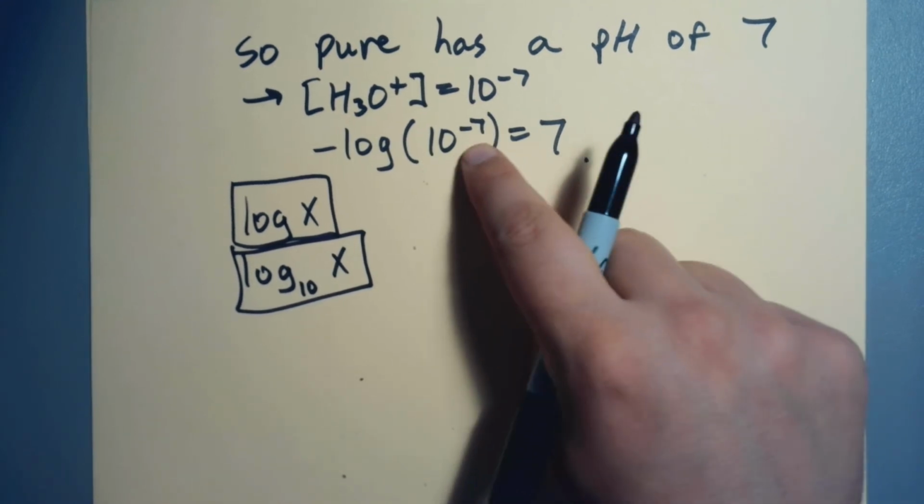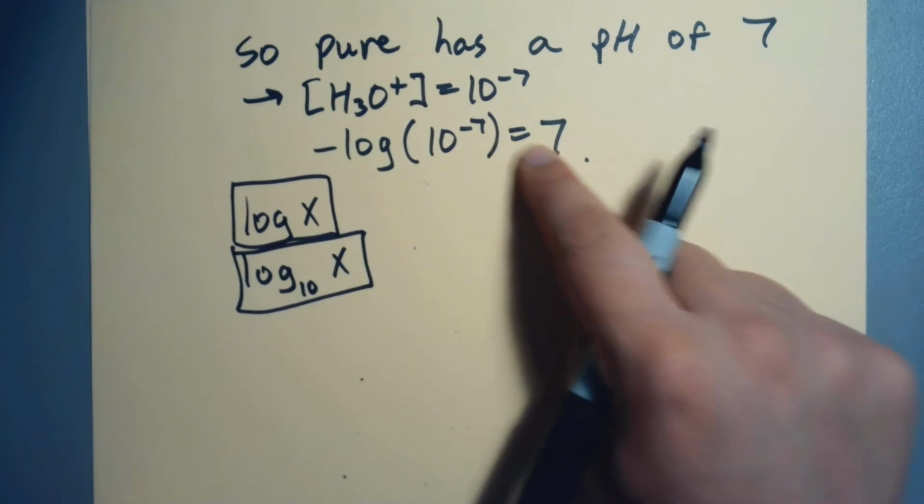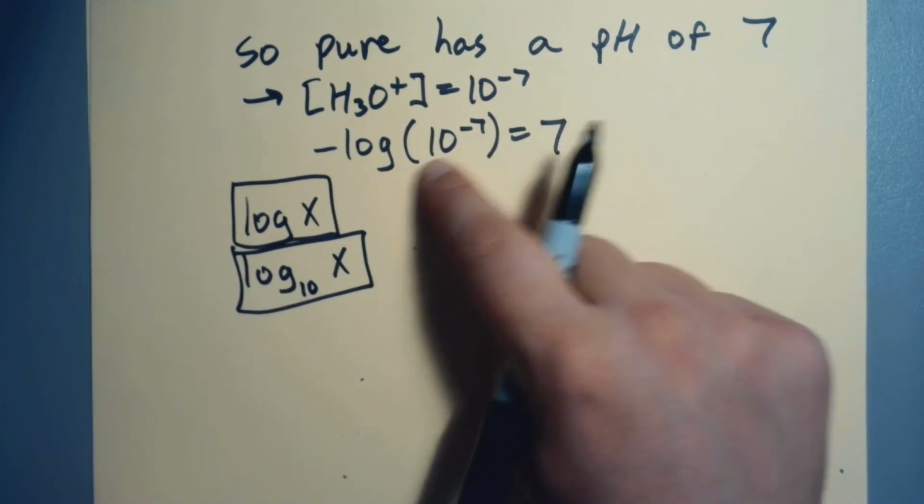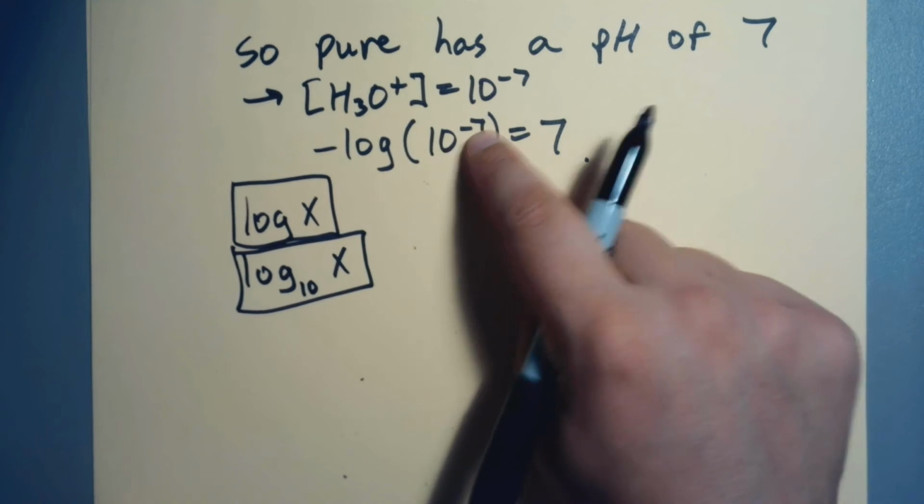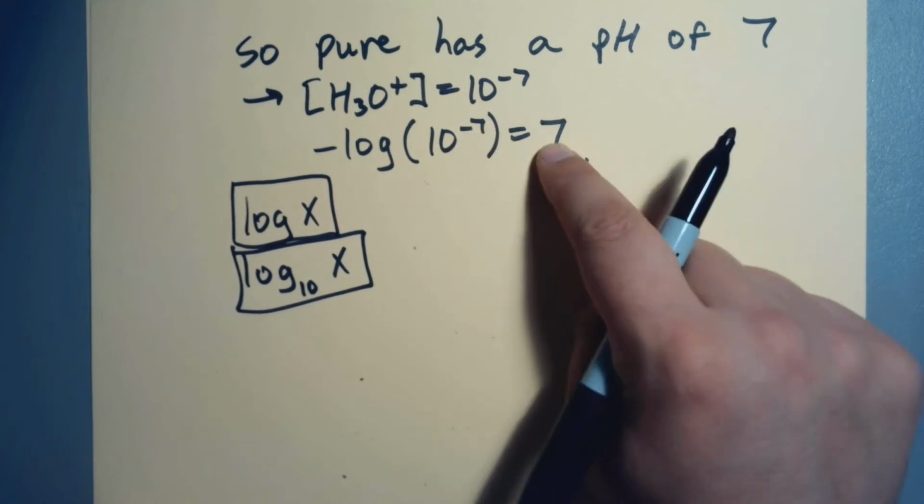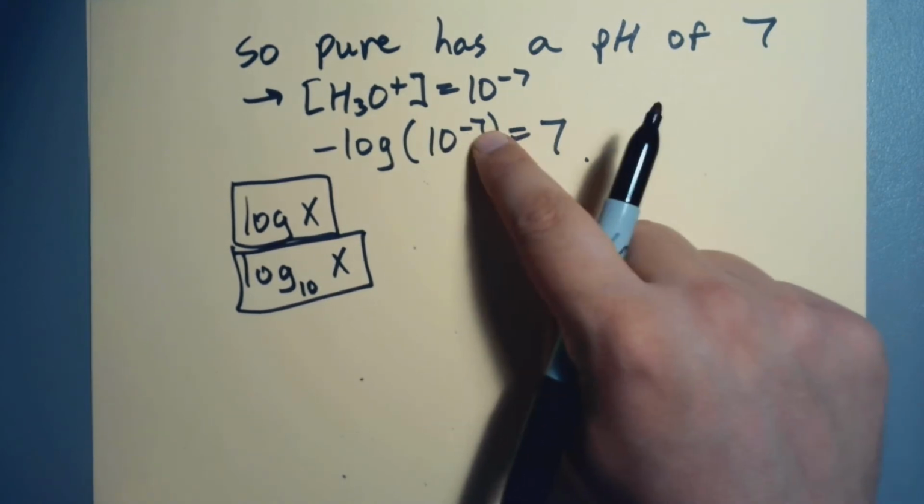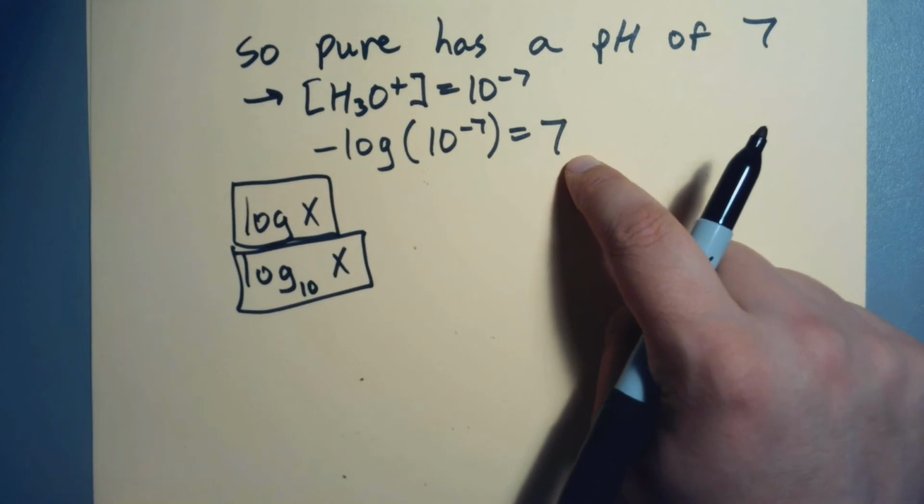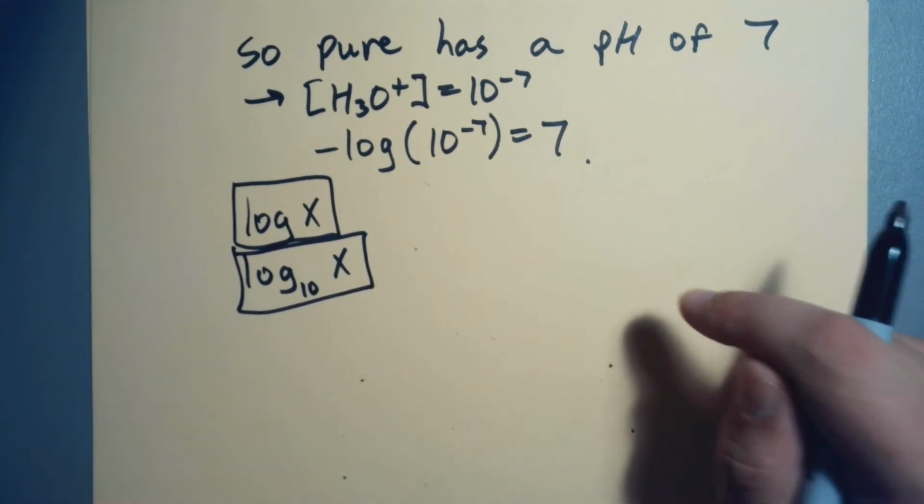Or you can estimate. You just take whatever the power of 10 is. If there's nothing in front of it, if it's just something to the power of 10, you take that and you flip the sign. So negative 7 becomes 7. That's the other trick. So that's how you estimate. That's half of how you estimate.